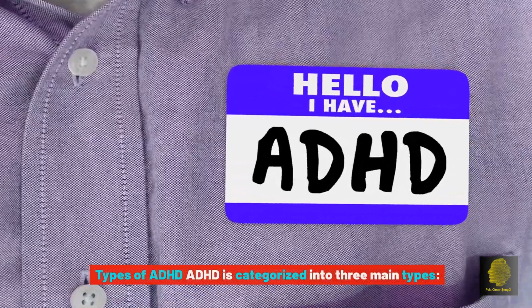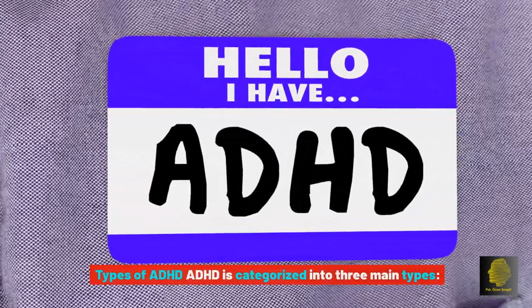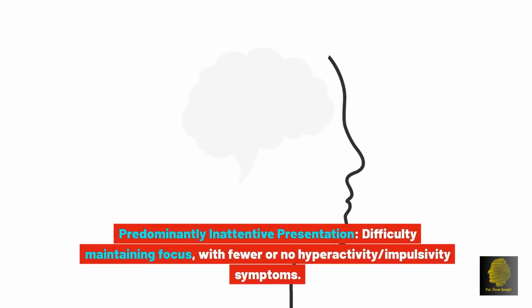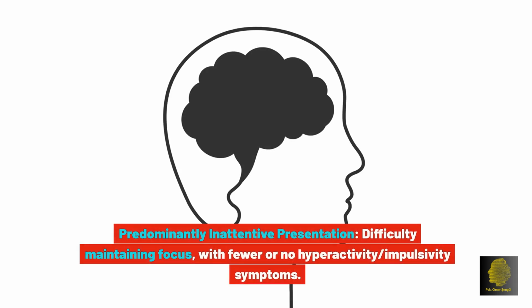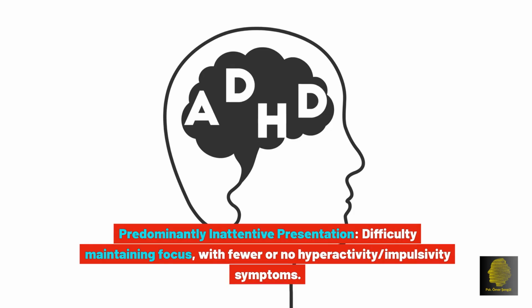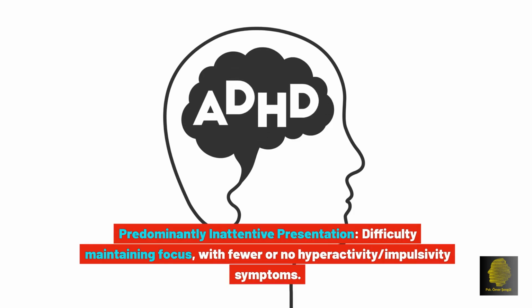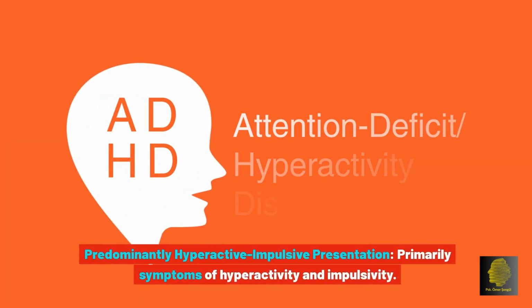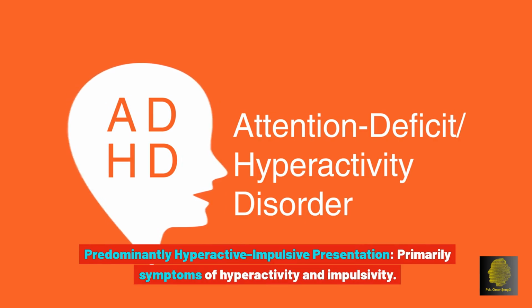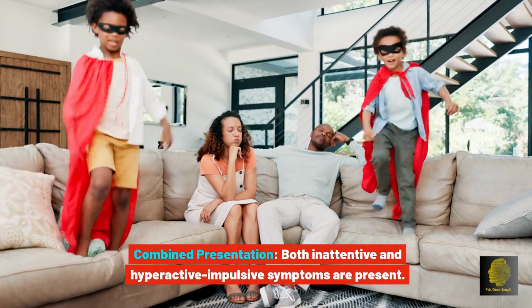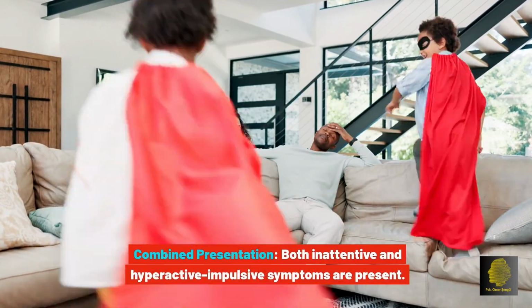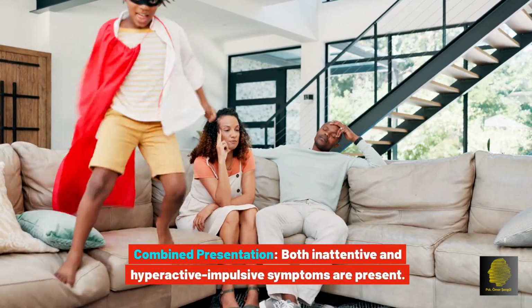Types of ADHD. ADHD is categorized into 3 main types: Predominantly inattentive presentation, difficulty maintaining focus, with fewer or no hyperactivity and impulsivity symptoms. Predominantly hyperactive-impulsive presentation, primarily symptoms of hyperactivity and impulsivity. Combined presentation, both inattentive and hyperactive-impulsive symptoms are present.